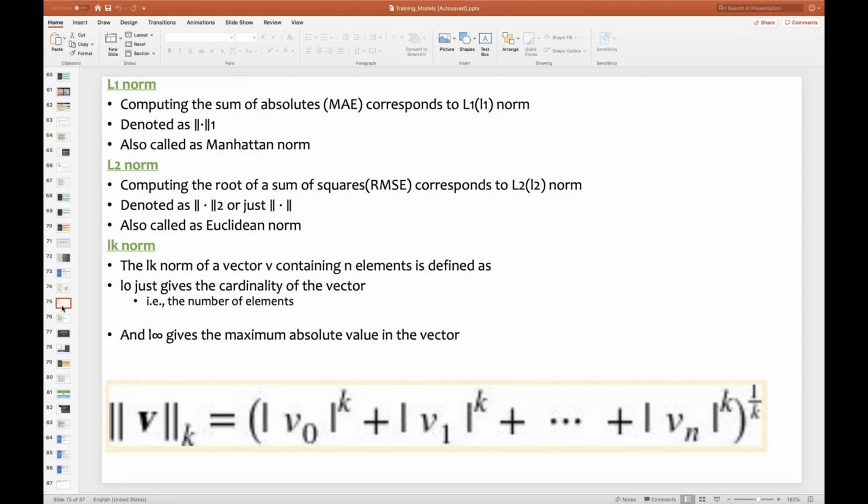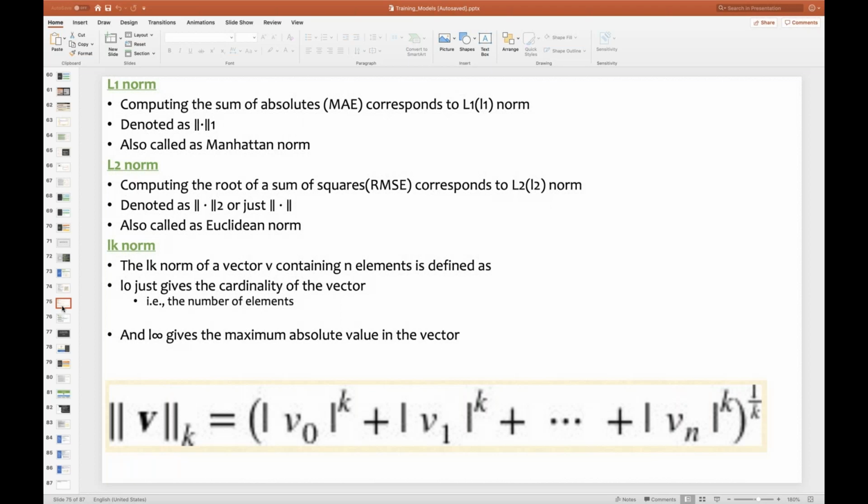Okay, the LK norm. The LK norm of a vector V containing n elements is defined as a formula here. If you observe carefully, L0 gives the cardinality of the vector, which is the number of elements it has. L infinity gives the maximum absolute value in the vector. You need not remember the formula. All you have to remember is the L1 form and L2 form. L1 form is used for mean absolute errors.